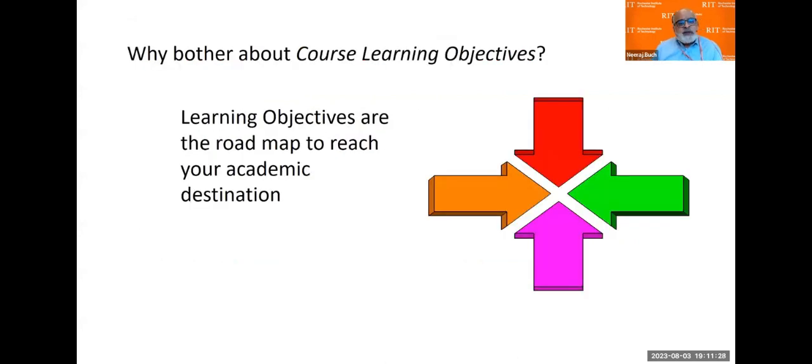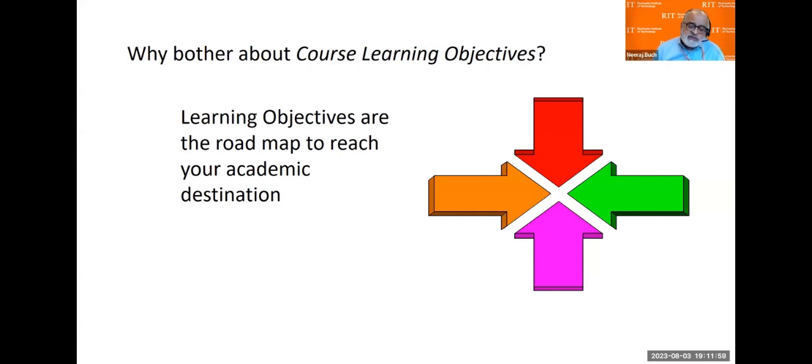So let's jump straight into the course learning objectives. It's a roadmap. It is an unofficial contract between you, the instructor, and the students, outlining what the students will learn during the course of the semester. And when they are done at the end of the semester, what is expected of them with regards to this course. So it clearly is a roadmap.